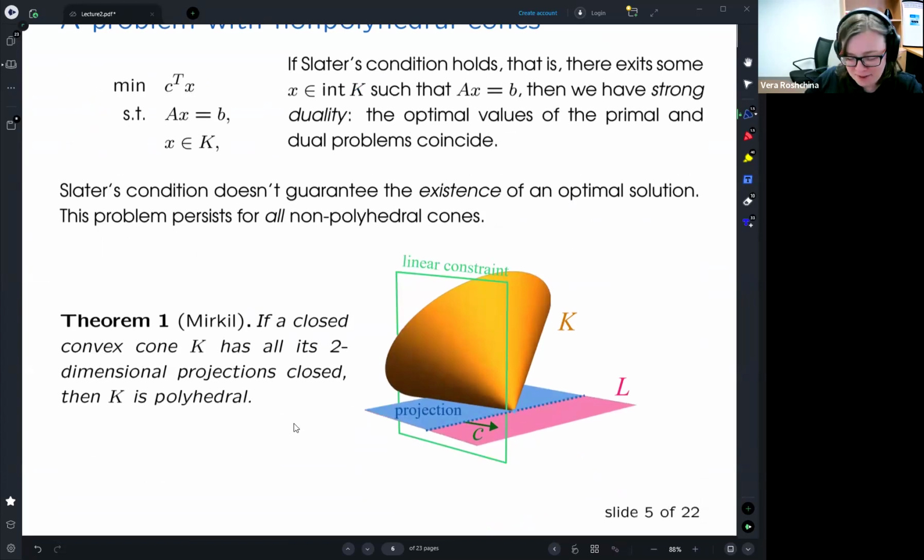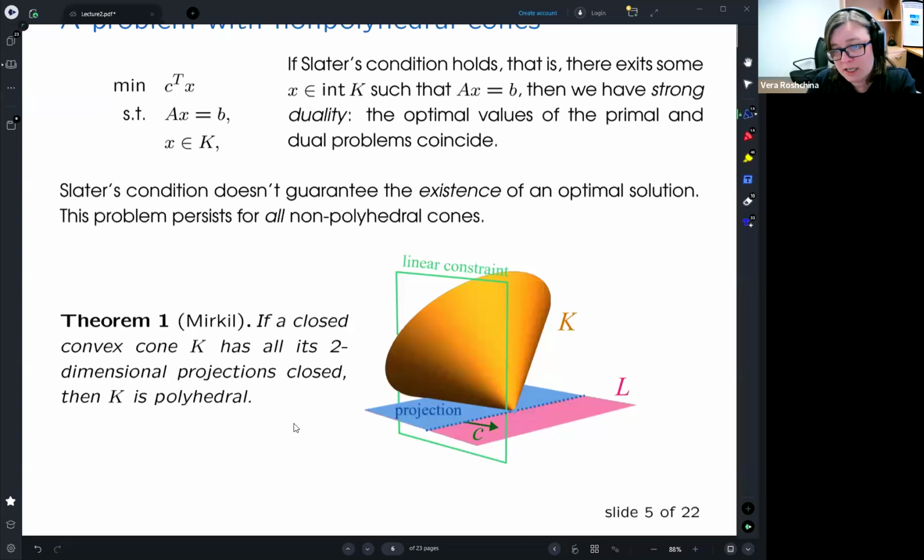Okay, so there is a very nice statement that is not all that well known: if we have a closed convex cone in a finite dimensional space, then it is polyhedral if and only if all of its two-dimensional projections are closed. So if I have a closed convex cone that is not polyhedral, so if I'm thinking about a conic programming problem that is not linear programming, some other conic programming problem, then I can always find some two-dimensional subspace on which, if I project that cone, the projection is not going to be closed.